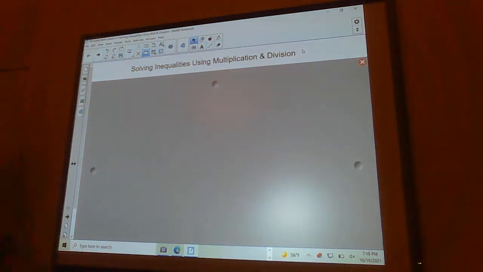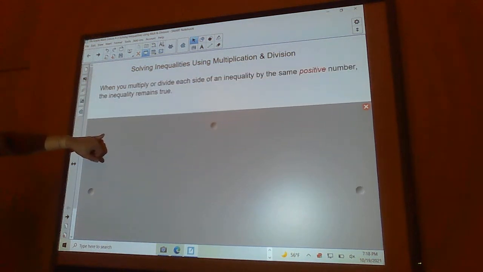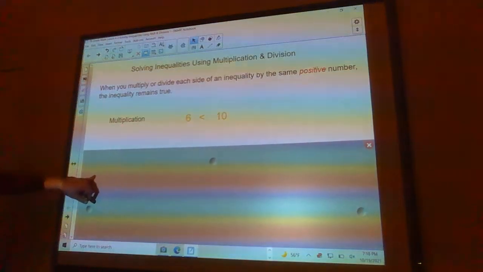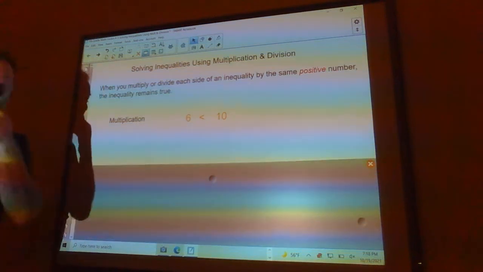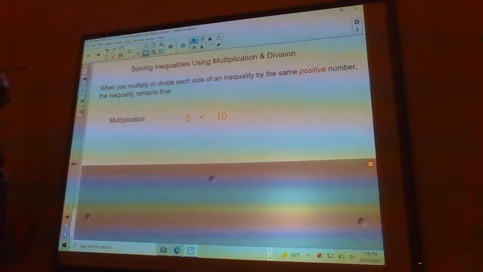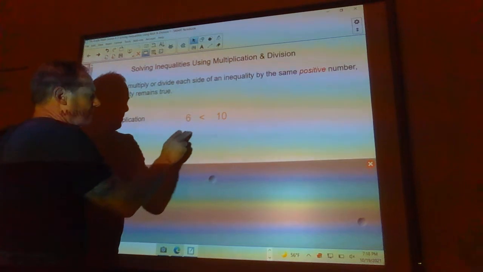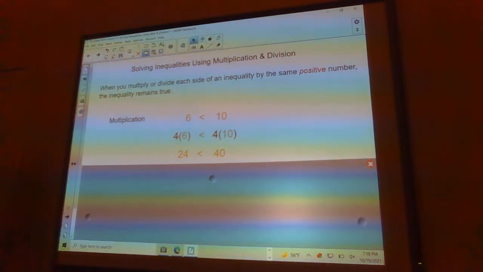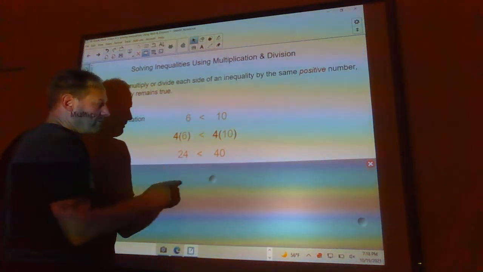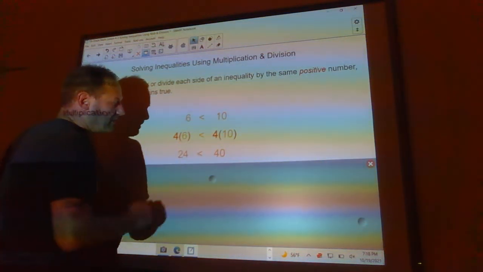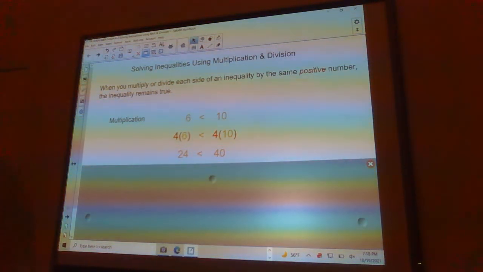Hey everybody, today we're going to talk about solving inequalities using multiplication and division. So when you multiply or divide each side of an inequality by the same positive number, the inequality remains true. So for example, I know that 6 is less than 10. That's a true inequality. If I were to multiply both sides by, say, 4, that's a positive number, I get 4 times 6, which is 24, and 4 times 10, which is 40. 24 is still less than 40.